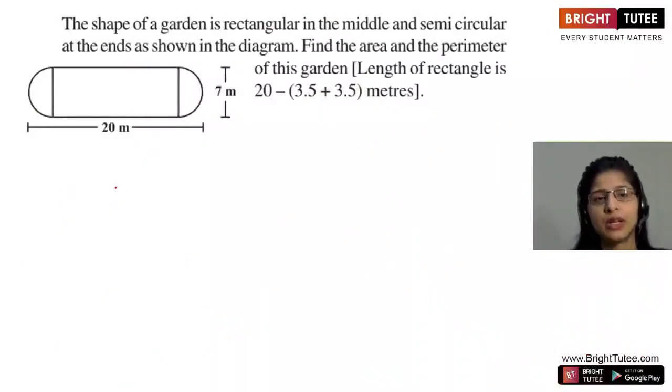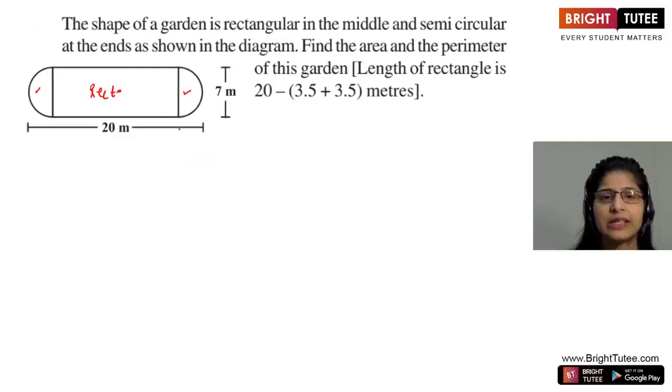In this question, the shape of the garden is a rectangle in the middle. So you see this is a rectangle in the middle. Okay, and semicircular. So this and this are semicircular at the ends as shown in the diagram. Find the area and perimeter of this garden. We have to find the perimeter as well as the area of the garden. Now they are saying the length of rectangle is, so they have given us one hint. What are they saying? Length of rectangle is 20 minus 3.5 minus 3.5.